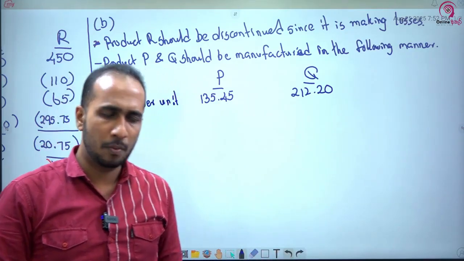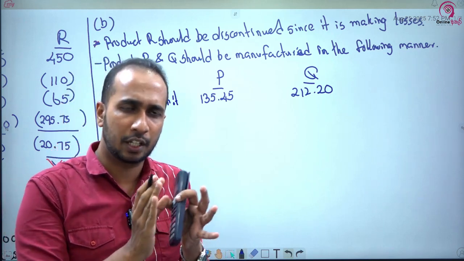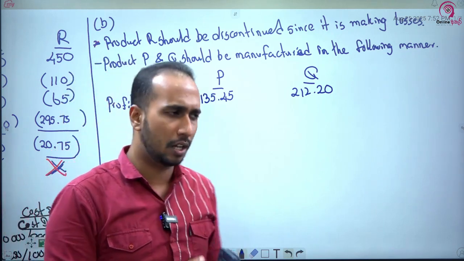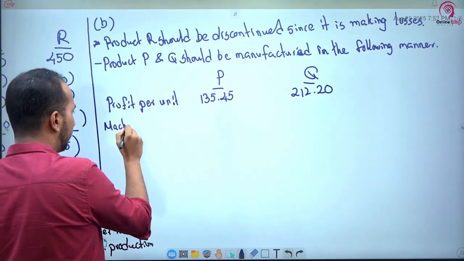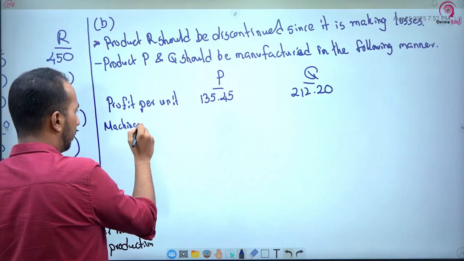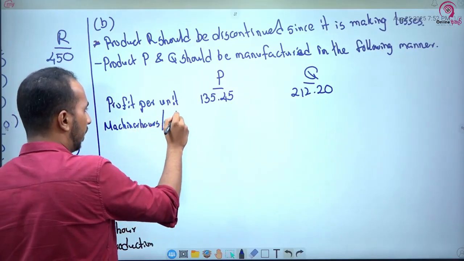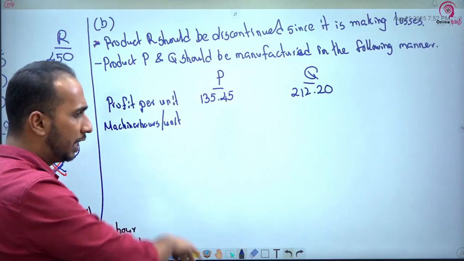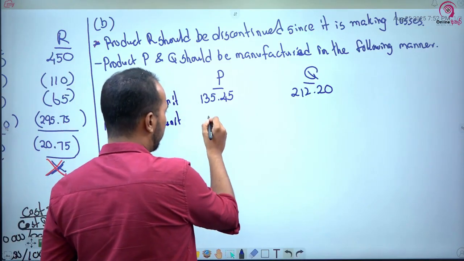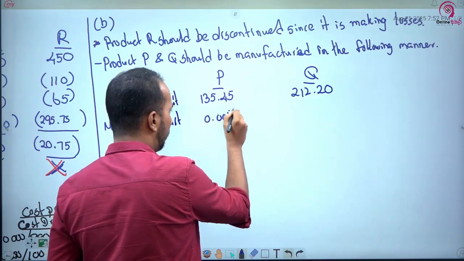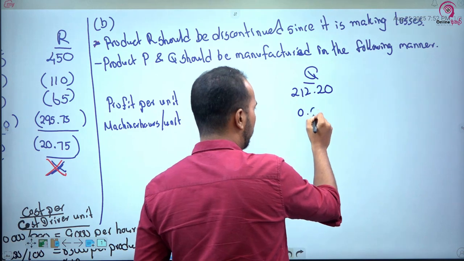Now we have to see how many machine hours are required to manufacture 1 unit. In the question, the limiting factor is machine hours. So you have to see how many machine hours per unit. In the question, it is clearly given. I am not going again to the question. You can see in the question per unit. When it comes to product P, it is 0.005 machine hours, and product Q, it is 0.012.